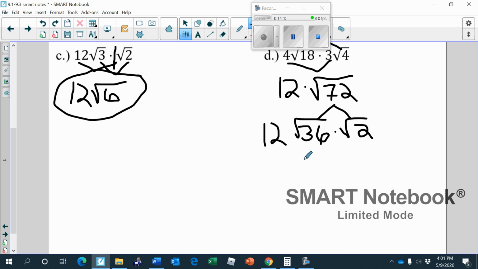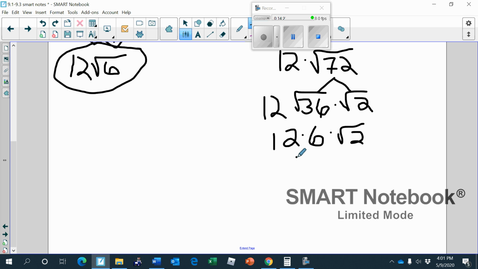Okay, what is the square root of 36? Well, we know it's 6, right? We know I'm multiplying that by this 12 that's been hanging out over here. And we know that I have this square root of 2 left over. So now I have 12 times 6, which is 72. And what's left over is root 2.